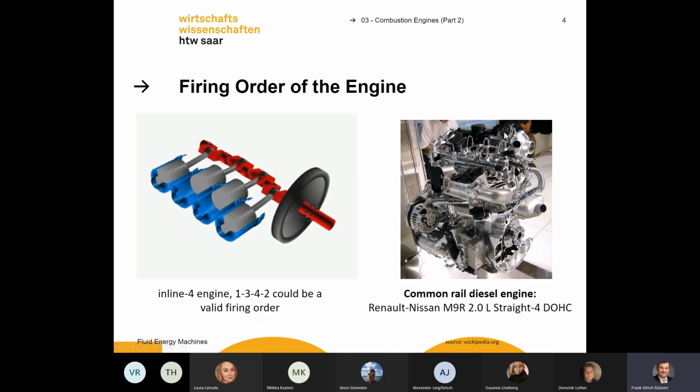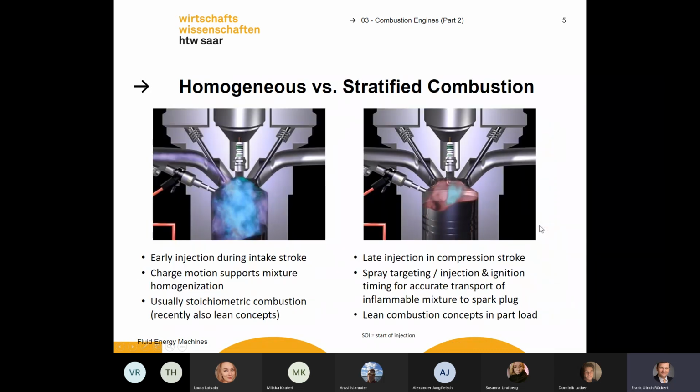Here you can see a nice engine. It's a modern common rail diesel engine. You can see different parts, you can see the rail, the common rail. So let's have a closer look at the different combustion processes. We can have homogeneous combustion and so-called stratified combustion.